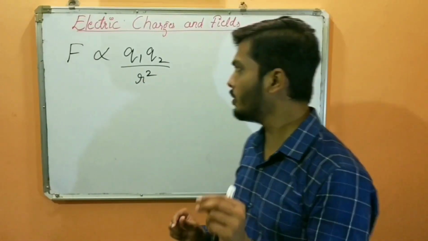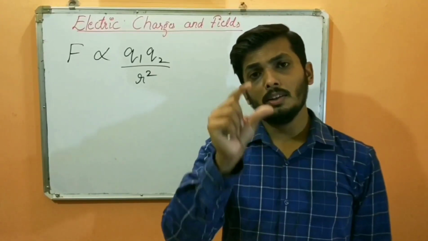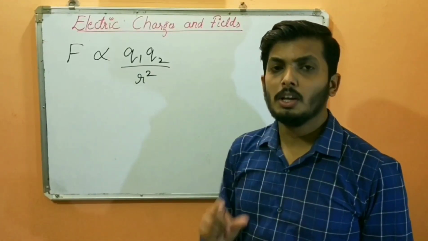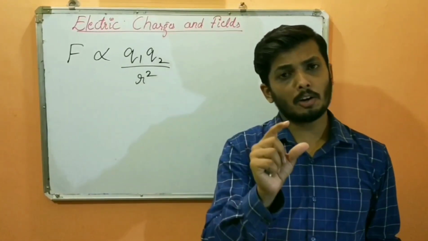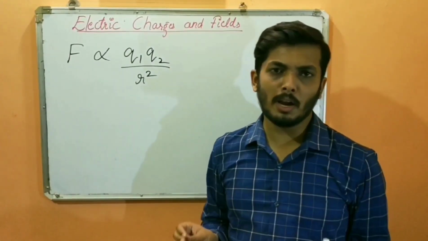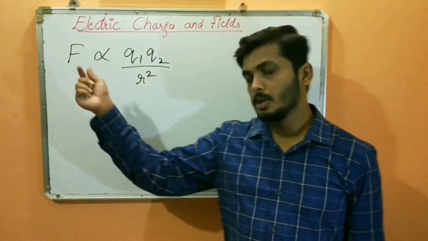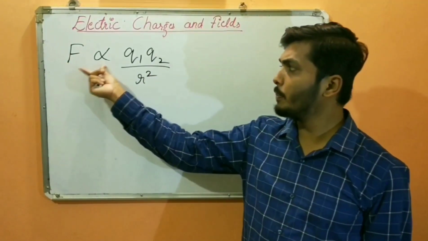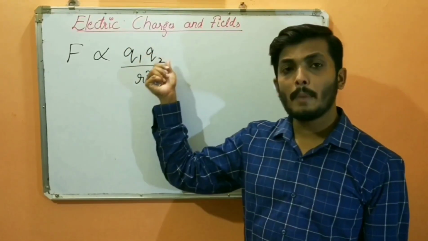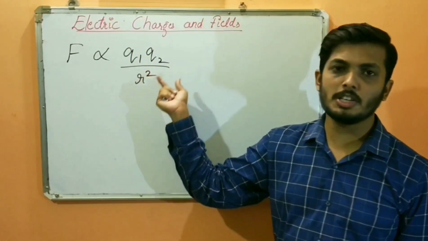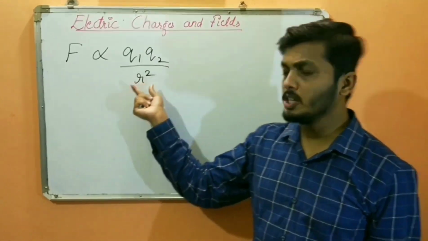Please take care of this, because earlier I had told you this is a part of quantum mechanics in which we are dealing with micro objects. So when I say micro object, the distance also should be considered in micro terms only. Anyways, the electrostatic force of repulsion or attraction is directly proportional to the product of the magnitude of the two charges and varies inversely proportional to the square of the distance.